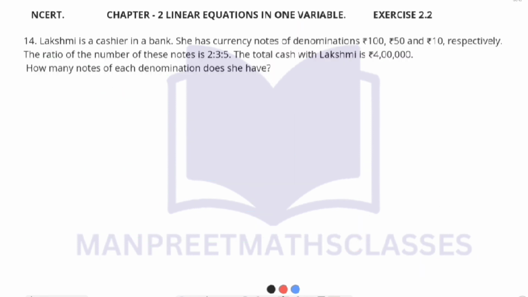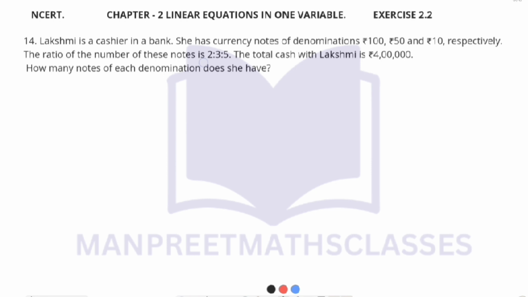So next question is Lakshmi is a cashier in a bank. She has currency notes of denomination 100, 50 और 10. लक्ष्मी एक कैशियर है बैंक में, उसके पास नोट्स हैं 100 रुपीज के, 50 रुपीज के और 10 रुपीज के. The ratio of the number of these notes is 2:3:5. So ये जो number of note लक्ष्मी के पास ये इस रेशियो में है एंड टोटल कैश जो उसके पास है वो है 4 लाख रुपीज. सो हाउ मेनी नोट्स ऑफ ईच डिनोमिनेशन डज शी हैव. तो हमें पता करना है कि लक्ष्मी के पास 100 रुपीज की कितने नोट है, 50 रुपीज की कितने नोट है, 10 रुपीज के कितने नोट है.